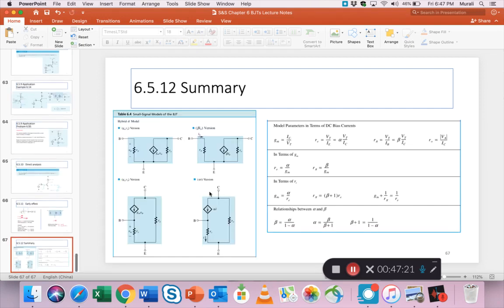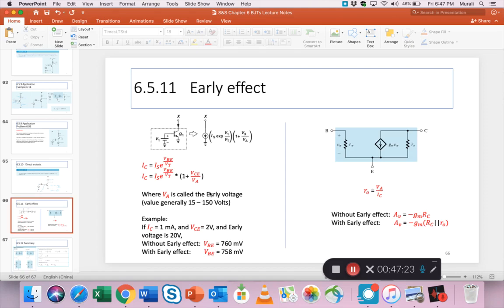One other important idea and then we are done. So we talked about the early effect, right? And I want to finish off with this slide where I provide a little more detail on the early effect. Early is the name of a scientist, okay? It's not early or late in the day, it's just a name. And this slide helps you gain a little more knowledge which may be useful at some point in the future.